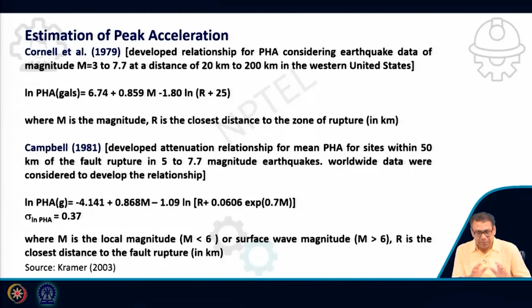So they developed the attenuation relationship for mean PHA for sites within 50 kilometers of the fault rupture. That means the expression given here is applicable within 50 kilometers of the fault rupture, for earthquakes of magnitude 5 to 7.7.